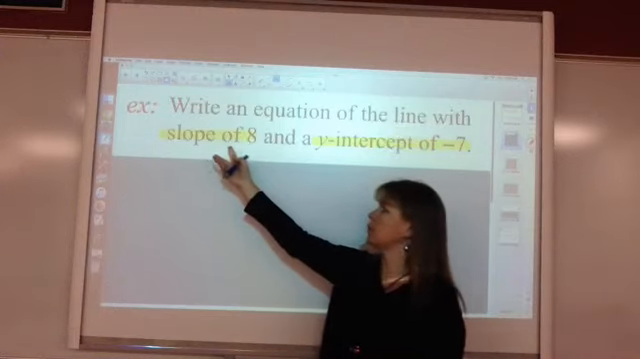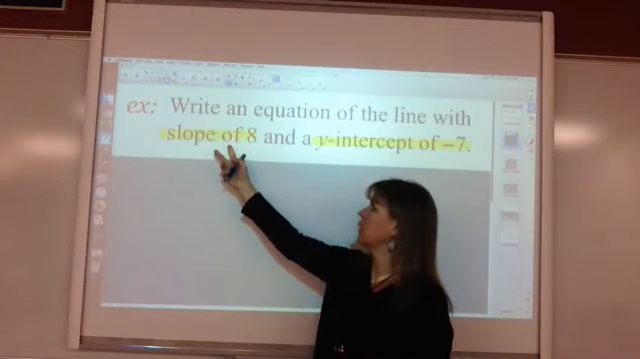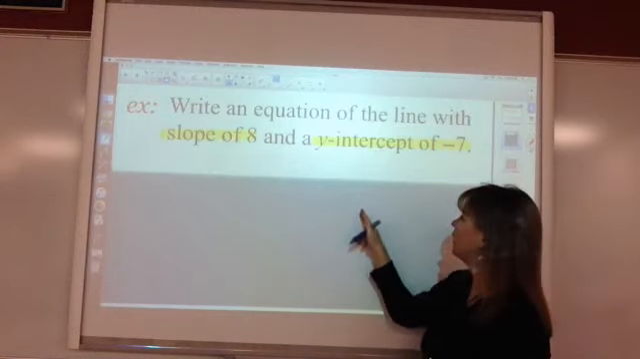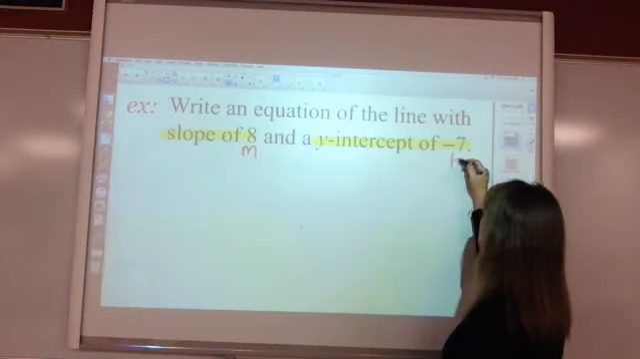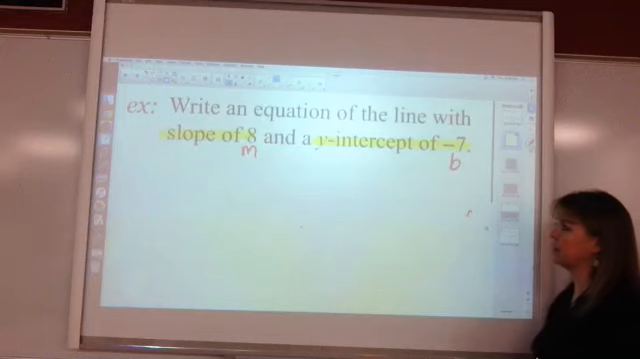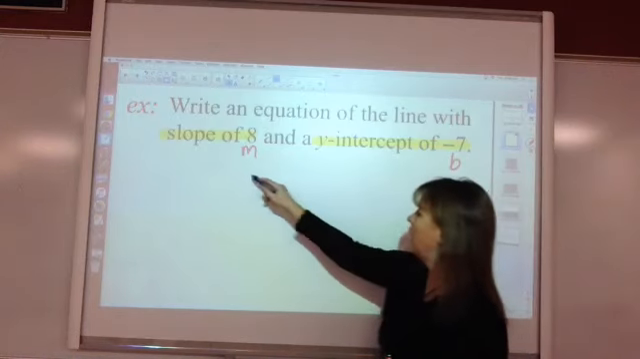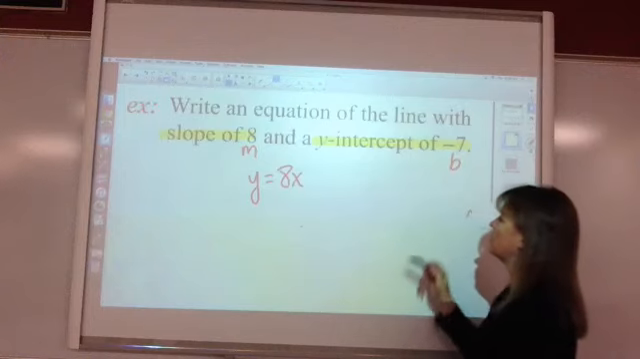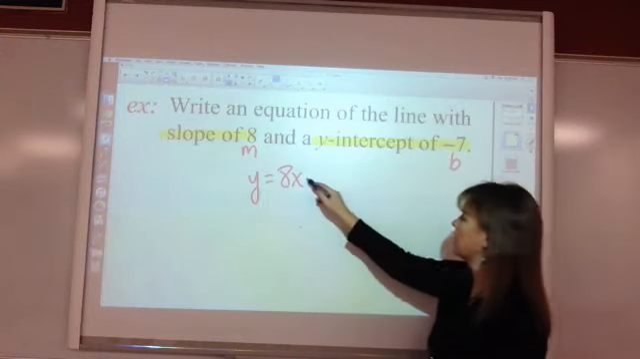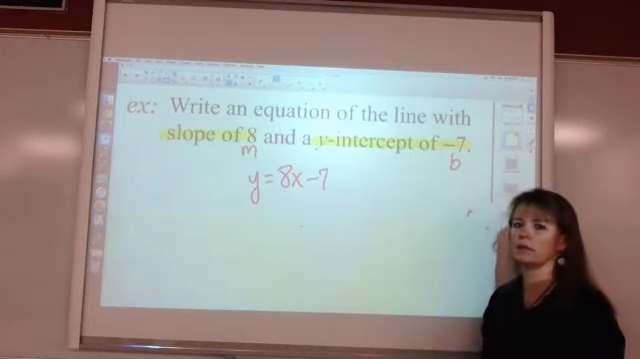so you don't have to rewrite how it says write an equation of the line with. Maybe you just want to write the highlighted in your notes. Now we have a slope of 8 and a y-intercept of -7. So this is our m. This is our base of our intercept. Y equals 8x, and now instead of putting plus a -7, we will just do subtract 7.